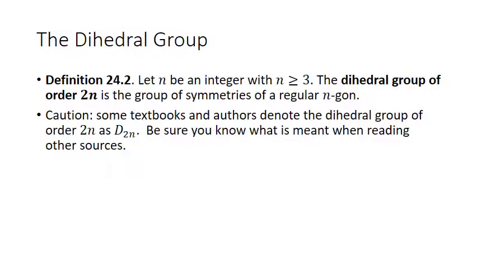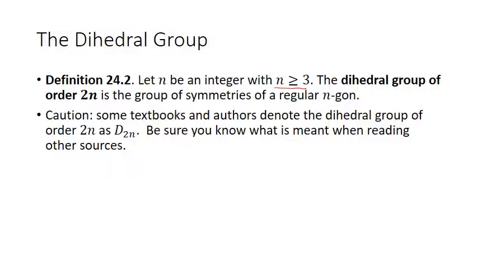And now let's talk about the dihedral group. So definition 24.2: let n be an integer with n greater than or equal to 3. The dihedral group of order 2n is the group of symmetries of a regular n-gon. Okay, so we just call that group of symmetries that we just talked about the dihedral group. And obviously you need n to be greater than or equal to 3, because if it's any smaller than that, then you don't have a polygon.